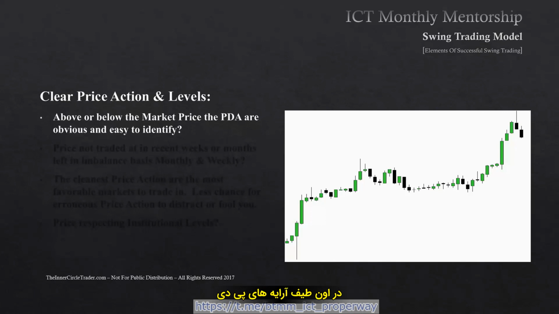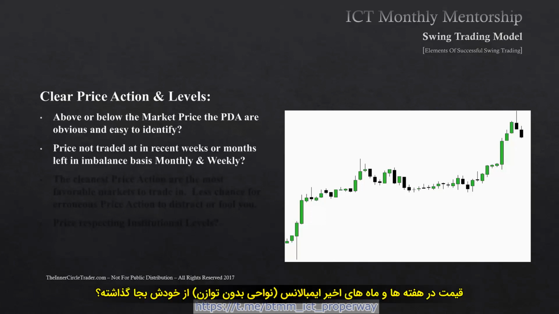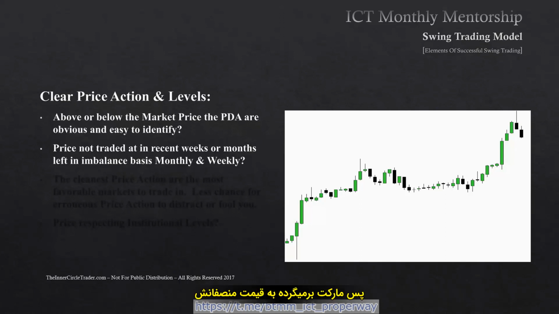In that spectrum of the PDAs, the more obvious they are in terms of the current price action that you're trading at for that asset class under study, the more discernible, more clear and obvious they are, the better that trade's going to be. Price not traded at in recent weeks or months, left in imbalance on a monthly and weekly basis, those levels are going to be a high draw on price, especially as it relates to monthly and weekly levels. So price is going to return back to fair value, or it's going to seek a new level of imbalance.